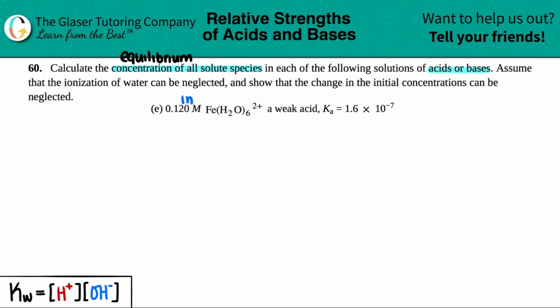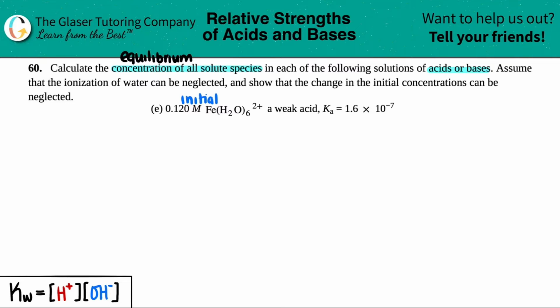That's saying that we initially started with 0.120 molarity of FeH2O6 2+, then we have to find out all the equilibrium concentrations. So when we're trying to find equilibrium, we're starting with the initials. We need to do an ICE table. But the first thing is we have to write a balanced equation. So this is saying that it's a weak acid. There's a little trick with weak acids. This one is going to be tricky, but I know you guys can do it.